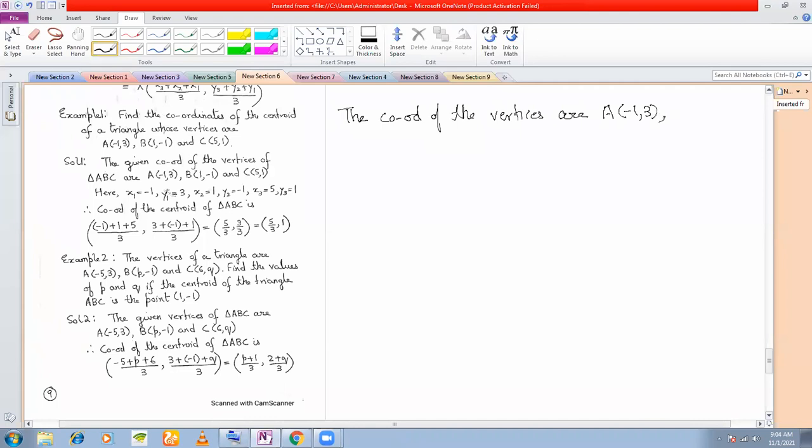A(-1, 3), B(1, -1), and C(5, 1). These three are the vertices that are given to you. Therefore, you can directly write the coordinates of the centroid.